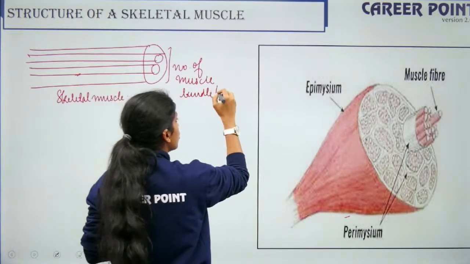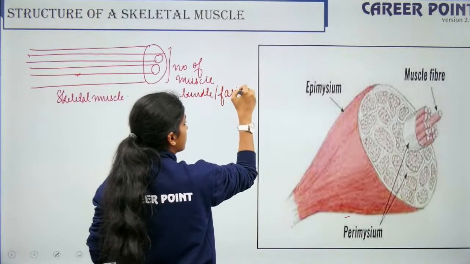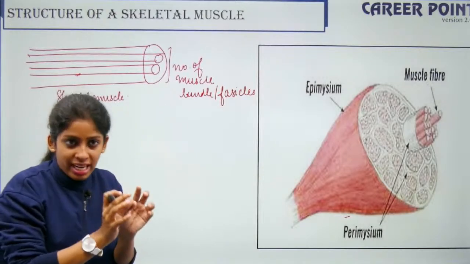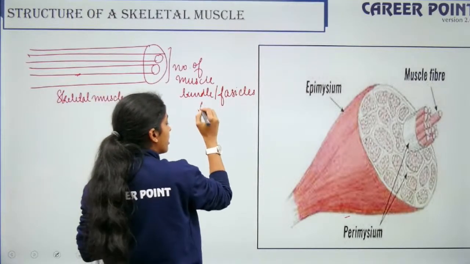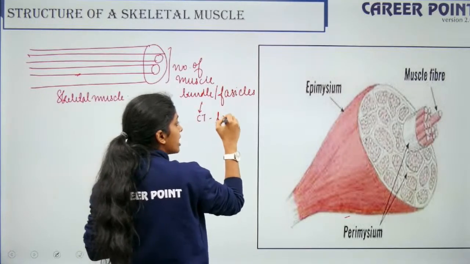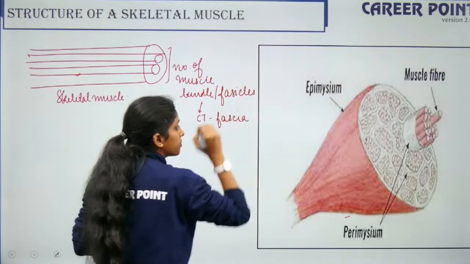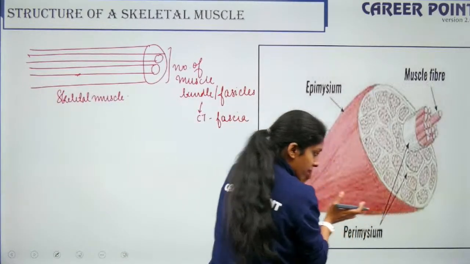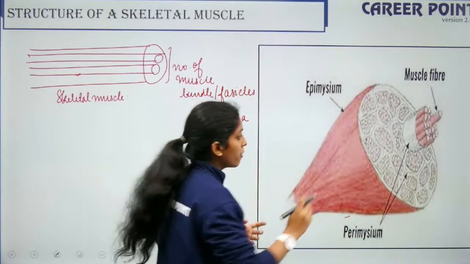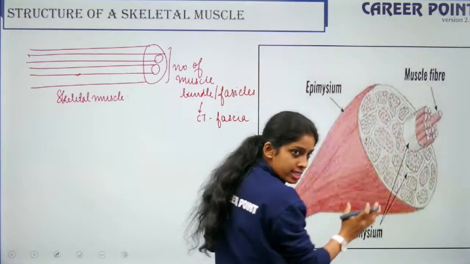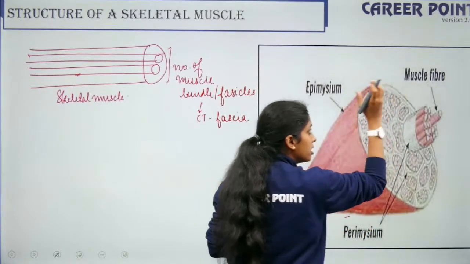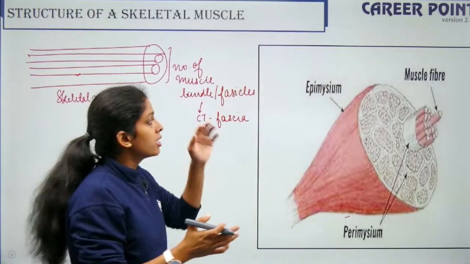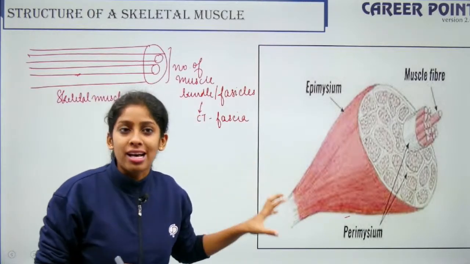It is also known as fascicles. Each muscle bundle has to be connected. They are connected by a connective tissue that is known as fascia. Fine. So this entire structure is my skeletal muscle, which is made up of muscle bundles like this. Each muscle bundle is also known as a fascicle, and they are connected together by what is known as fascia.